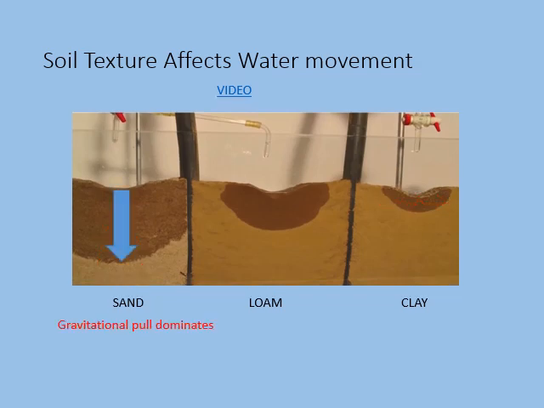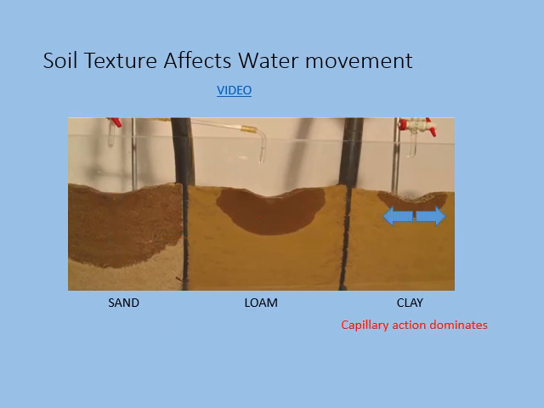Because gravitational force dominates, you may or may not need more than one dripper in a pot to get uniform irrigation. Whereas if you have more of a loamy soil, the water can capillary action spread out and irrigate and wet more of the soil. So again, in clay, capillary forces dominate and the water moves not just down, but left and right.